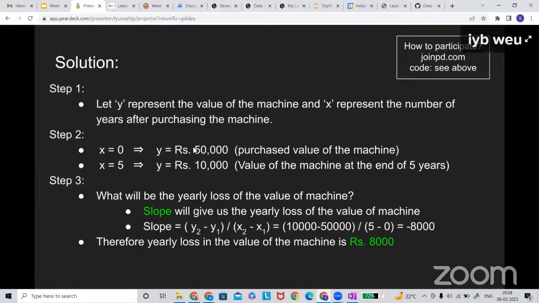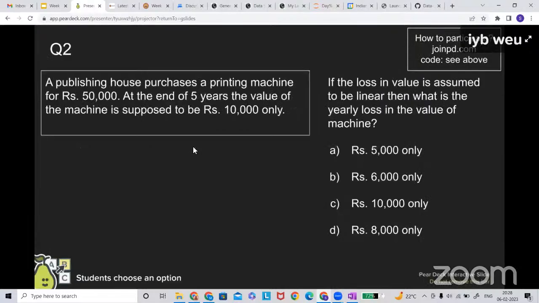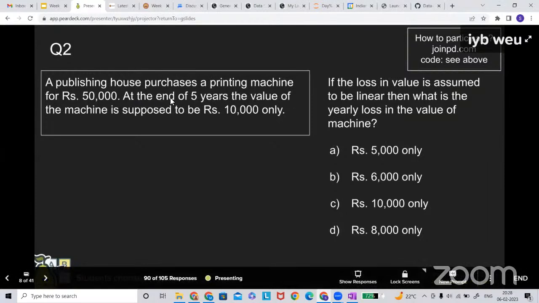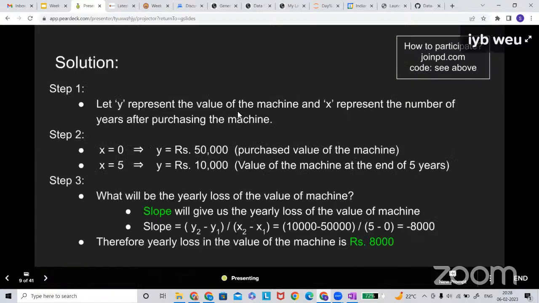And when x is equal to 5, another piece of information is given: at the end of 5 years, the value of the machine is supposed to be 10,000. So when x is equal to 5, after 5 years, the value of the machine is 10,000, as given in the information we have.